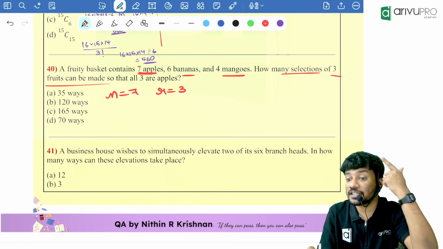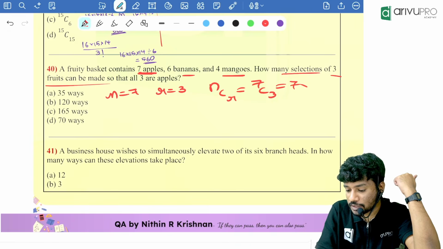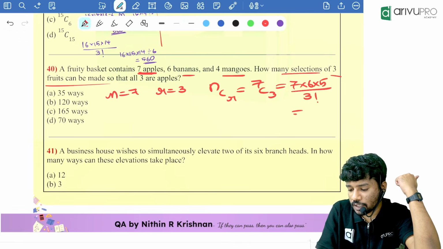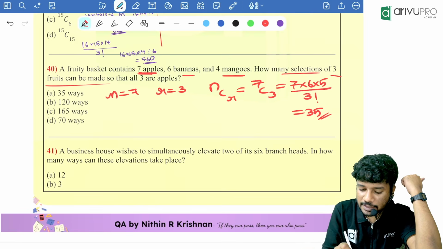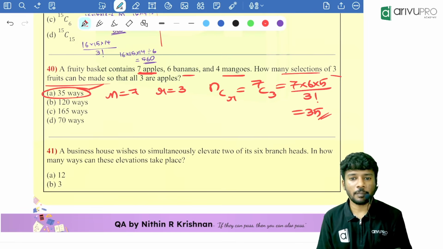So how many ways are we choosing? nCr ways. That is nothing but 7C3, which is equal to 7 into 6 into 5 divided by 3 factorial. How much is the answer? 35 ways we can choose. I hope you understood. Pakka?